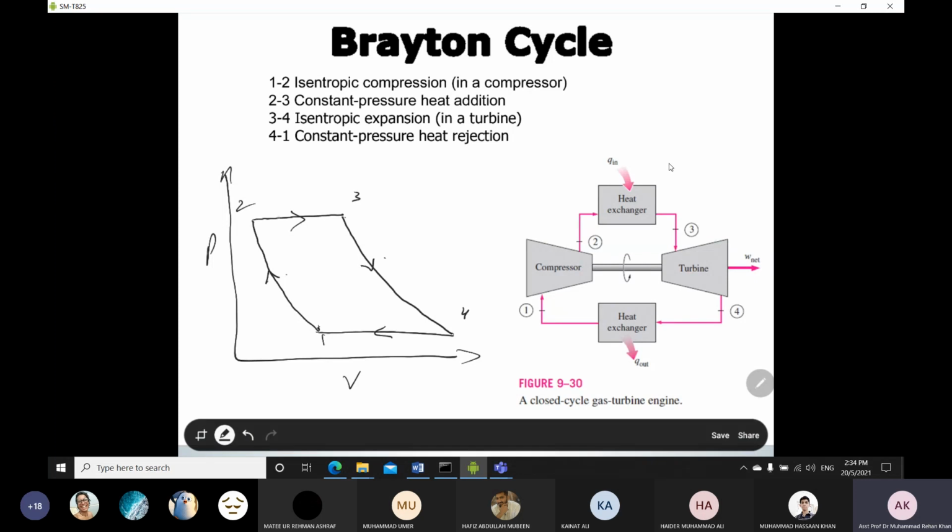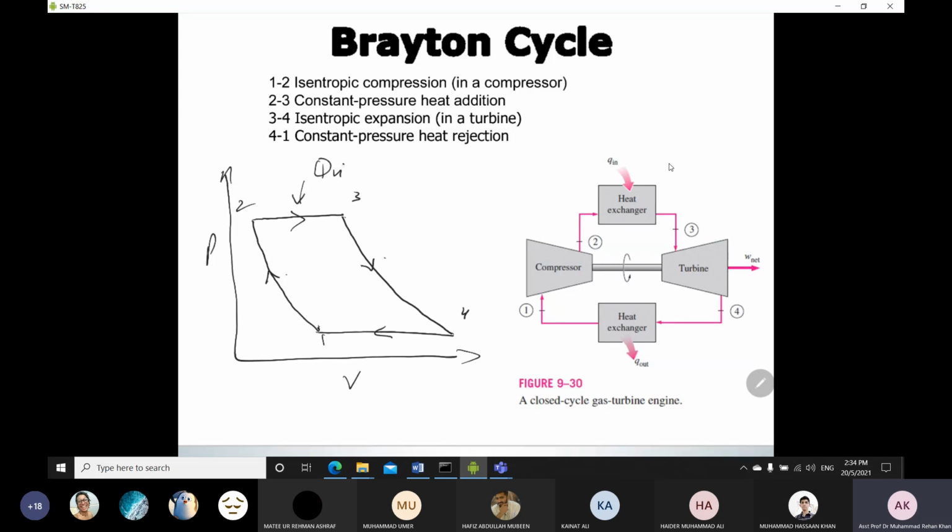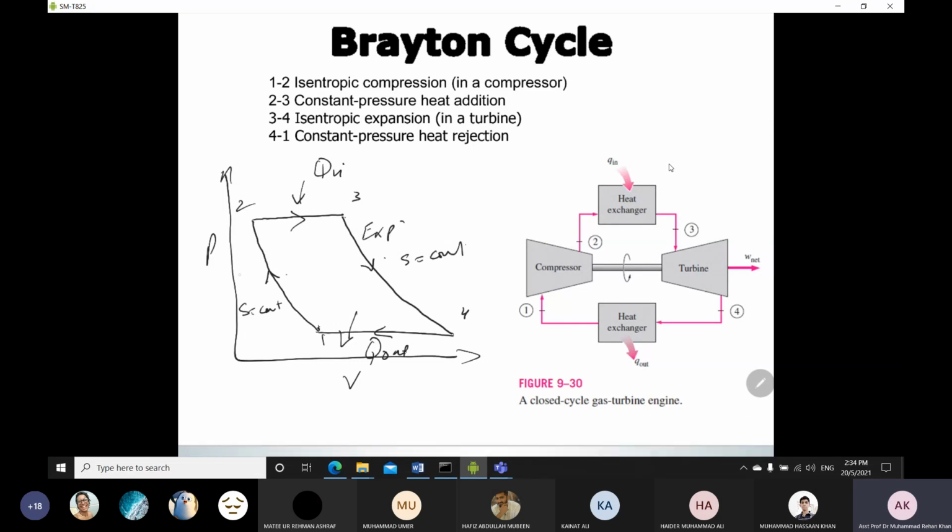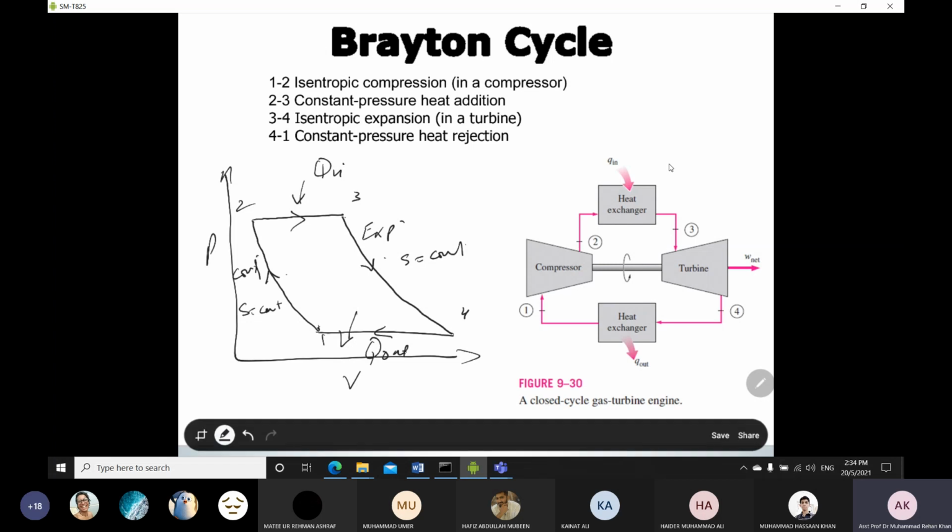Okay, so now here we have Q in taking place at constant pressure, and Q out also taking place at constant pressure. Then S is equal to constant, entropy is constant, and this is your expansion process, and this is your compression process. So this is the PV diagram of your Brayton cycle.